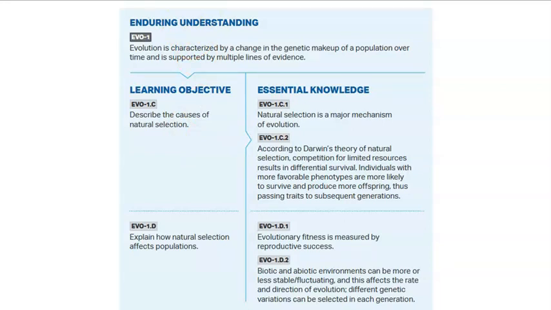Natural selection is a major mechanism. So competition. Again, everybody's competing, right? Life's hard. There's not resources for everybody. So some survive and some win and some don't. And so that results in differential survival. Remember, the goal in biology is survive and reproduce. If you don't do that, you fail. And so individuals with more favorable phenotypes are more likely to survive, pass those genes on, and thus pass those traits on to subsequent generations. And so evolutionary fitness is measured by reproductive success.